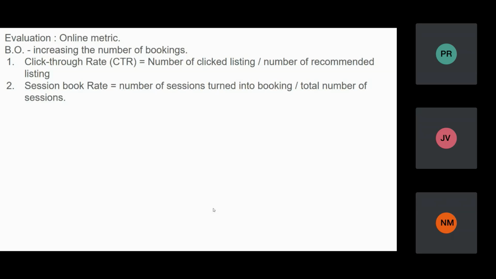So for that, we'll use session book rate, and the formula is the number of sessions turned into booking divided by the total number of sessions. As the value of session book rate increases, the more revenue the platform will be generating.